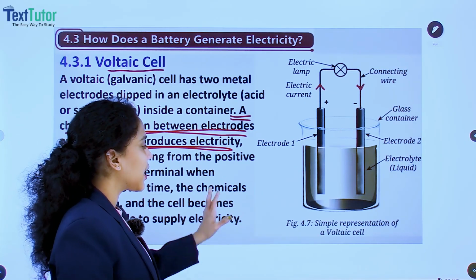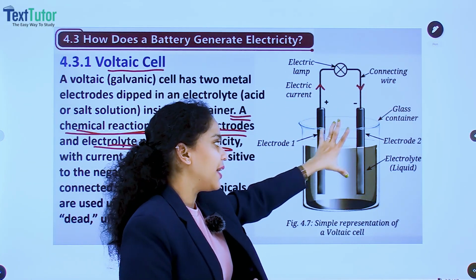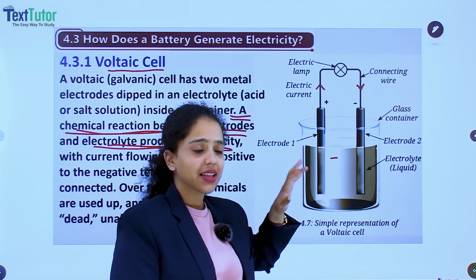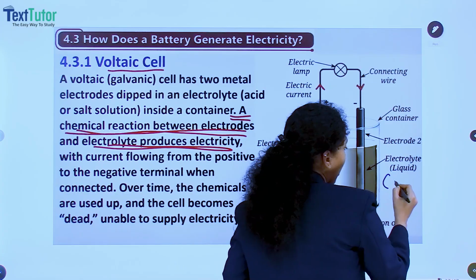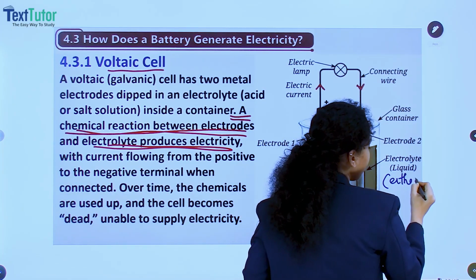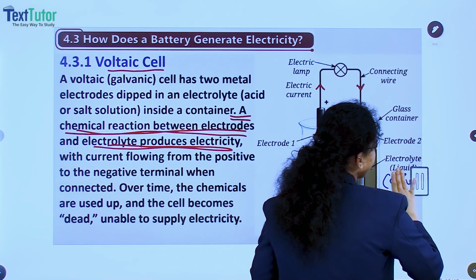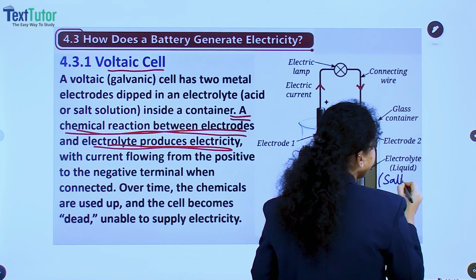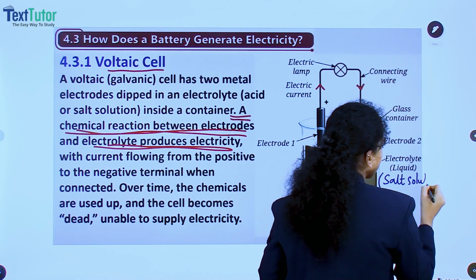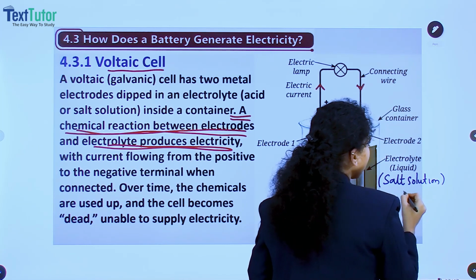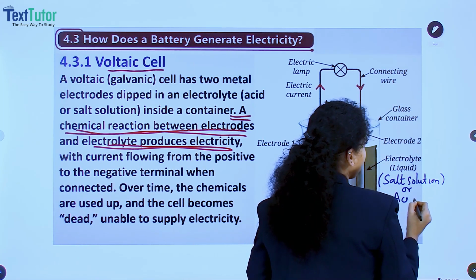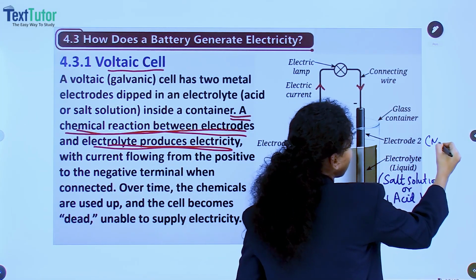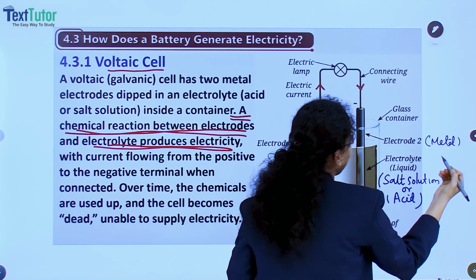So നിങ്ങൾ നോക്കേണ്ട കാര്യം, this arrangement ലാബിൽ ചെയ്യുക ഓരോന്നും. This liquid is electrolyte, which may be either salt solution or acid. Okay, then electrodes ഉണ്ട്. ഇലക്ട്രോഡ്സ് എന്തായിരിക്കും? മെറ്റൽസ് ആയിരിക്കും, മെയിൻലി മെറ്റൽസ്.